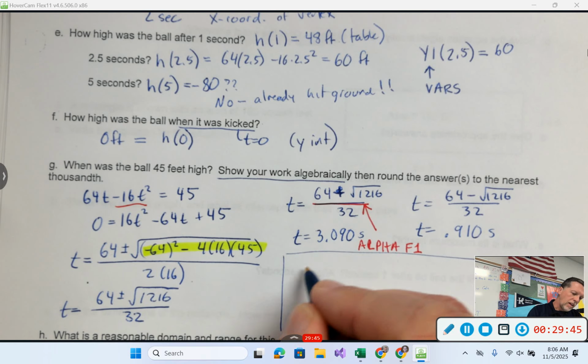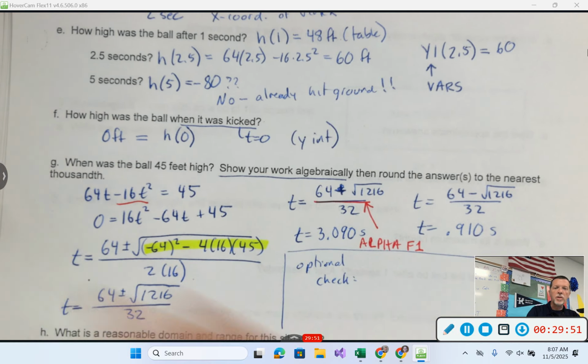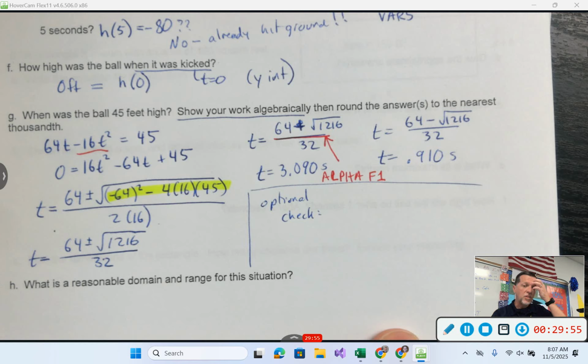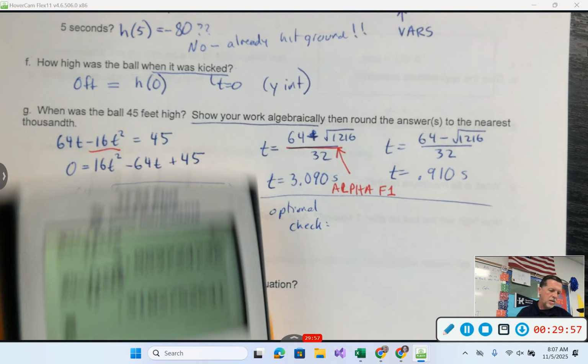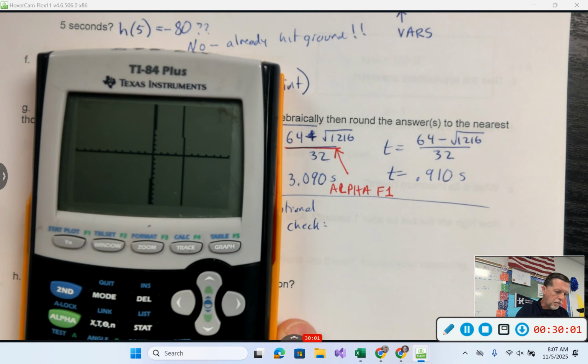Okay. Completely optional. There is a way to check those answers. A couple ways to check those answers. So I'll show them to you. We won't harp on them because you don't have to do this. But I would really like to know, or maybe I want to see if my answer is right.